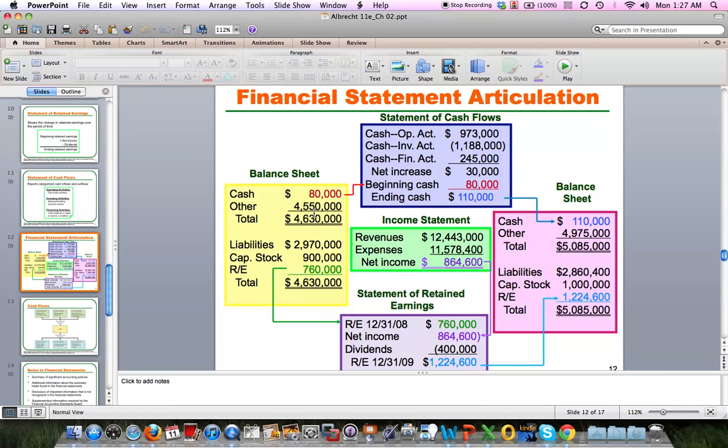Okay, and then the next accounting year happens. I do my income statement first, my statement of retained earnings, then my balance sheet. And then finally my cash flow. But I'm looking back at last year's balance sheet for some starting points, a starting point for cash and a starting point for retained earnings.